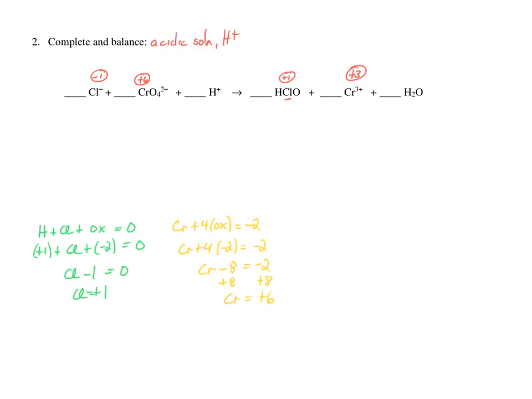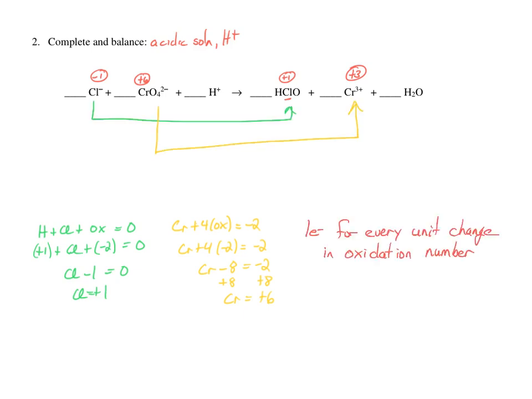The next step is to balance those elements changing oxidation number. 1 chlorine, 1 chlorine, 1 chromium, 1 chromium. We have to do this step before we consider electrons. So we want to figure out the electrons lost and gained for the equation as written. So we look at chlorine. For chlorine, we are going from an oxidation number of -1 up to +1. That's 2 units, so that's going to involve 2 electrons.